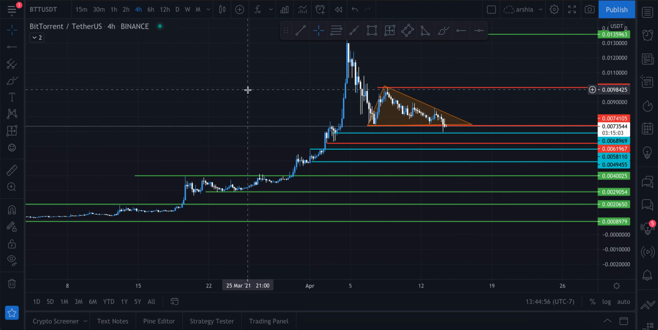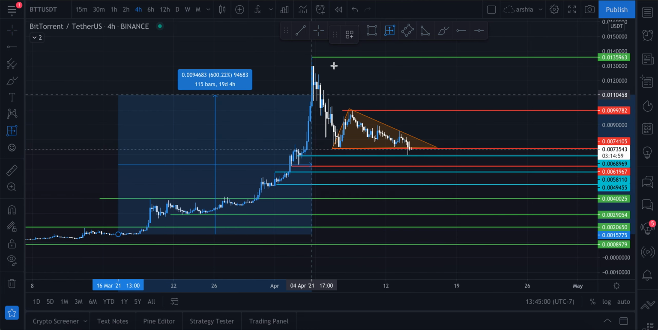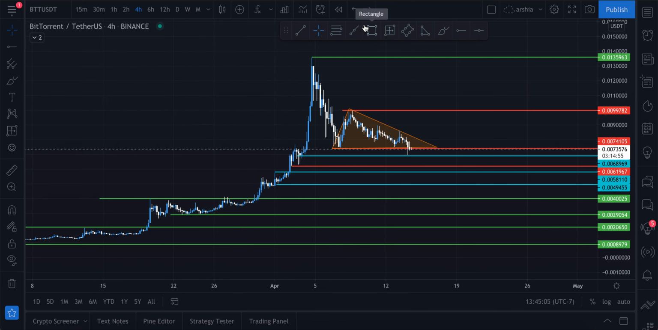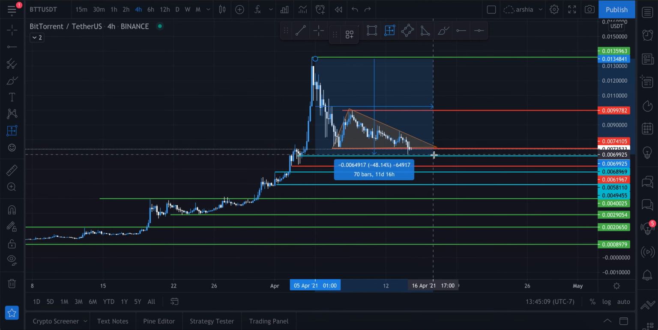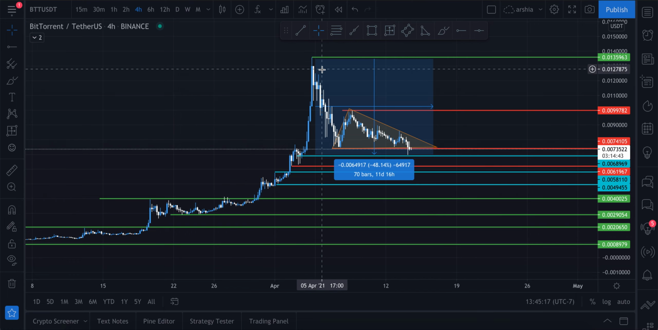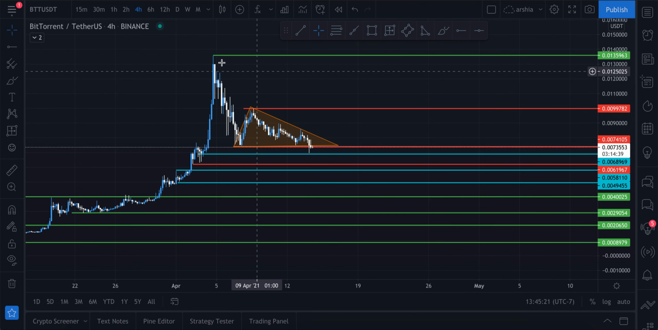So this is something to keep in mind. After going up around 800%, and correcting about 50%, that's totally okay. After going up 800%, a 50% correction is completely fine. This is what the graph has been looking like.